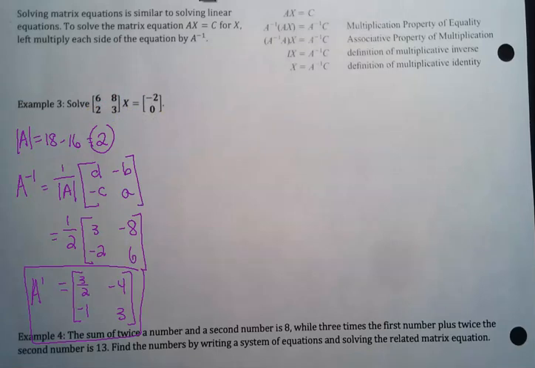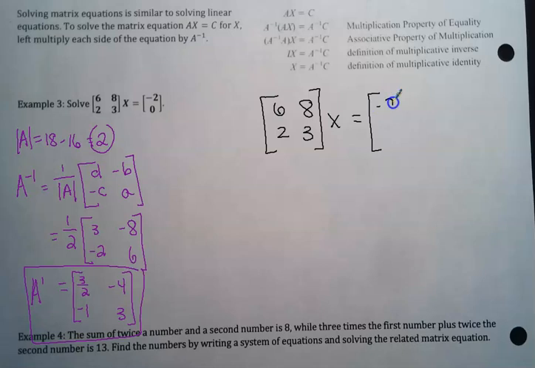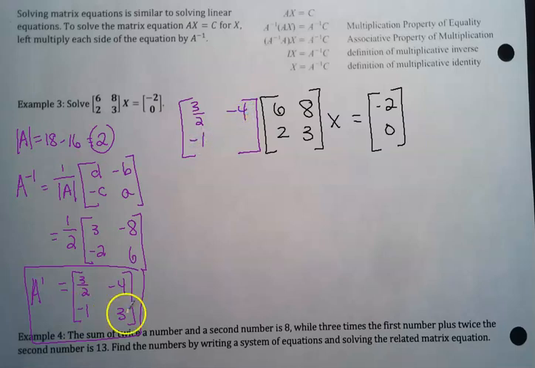Okay, so we're going to take our equation here, the matrix [6, 8; 2, 3] times x equals the matrix [-2; 0]. We're going to multiply by our inverse matrix on both sides. So we're going to multiply by 3 over 2 times this matrix, [-4, -1; 3].